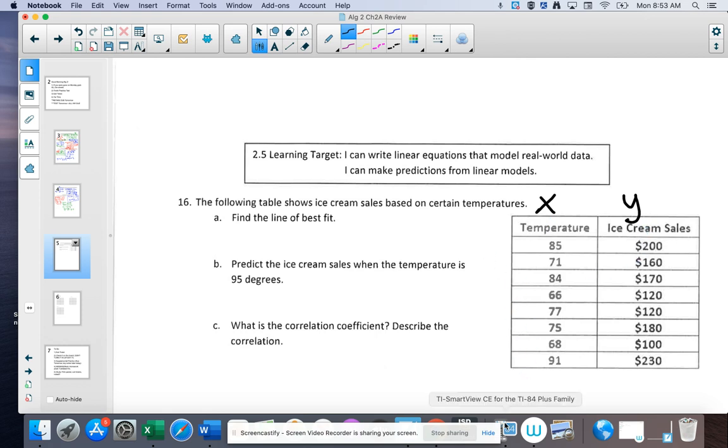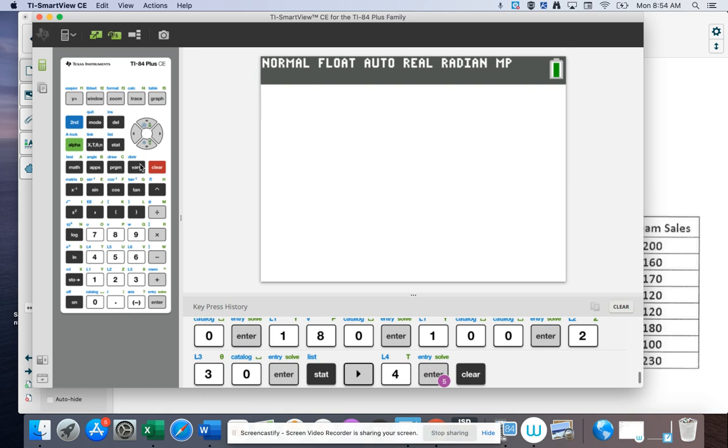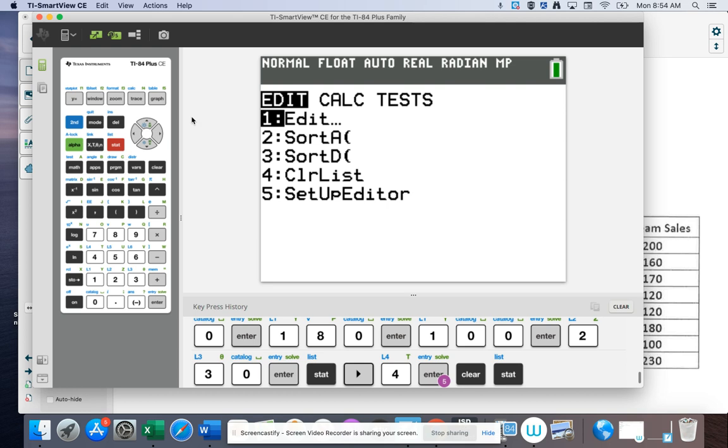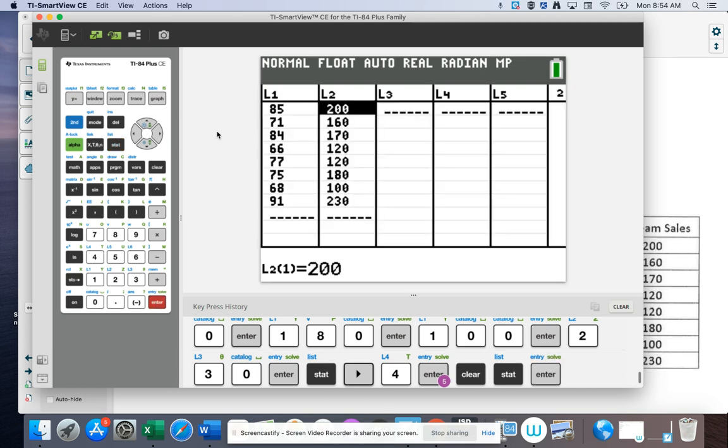So then from here, I'm going to go over to my TI-84 calculator, and reminder, the stat button gives you all of your information about scatter plots. So I'm selecting that. I'm going to go to edit, and just to save time, I have put all of the temperatures into my L1 and all of the money into my L2. So pause the video and add those in.